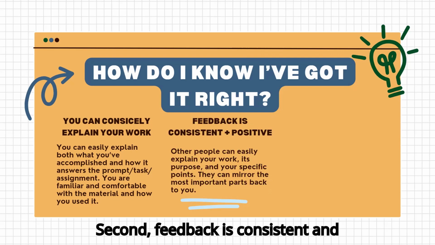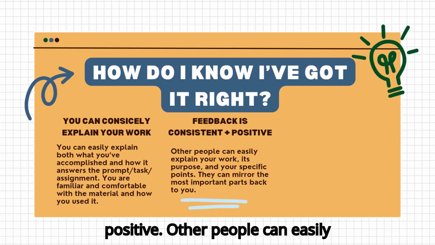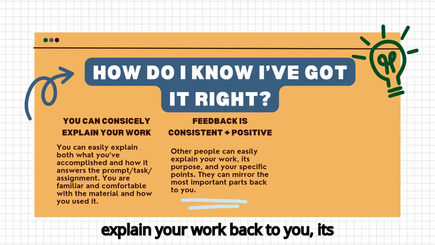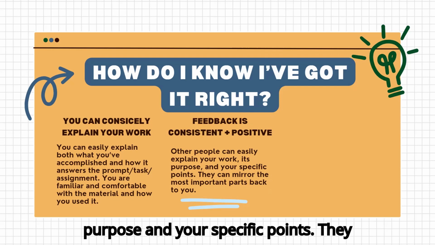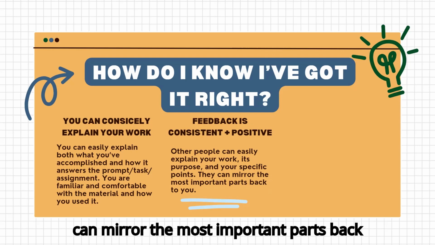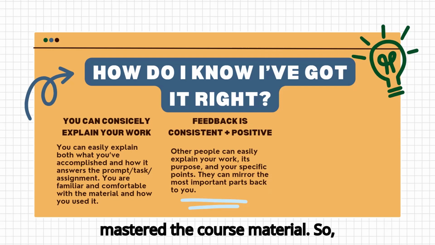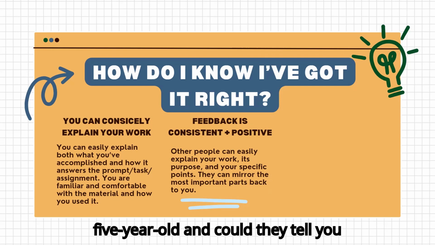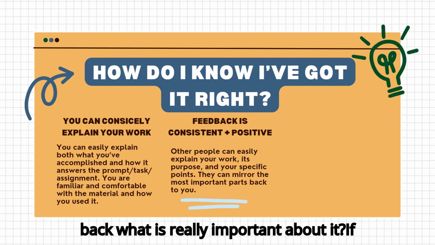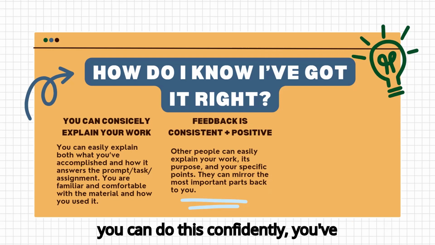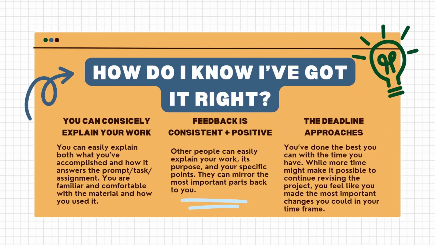Second, feedback is consistent and positive. Other people can easily explain your work back to you, its purpose and your specific points. They can mirror the most important parts back to you. We often say that if you can teach it to a 5-year-old, you've mastered the course material. So, can you explain your paper to a 5-year-old? And could they tell you back what is really important about it? If you can do this confidently, you've probably revised well.